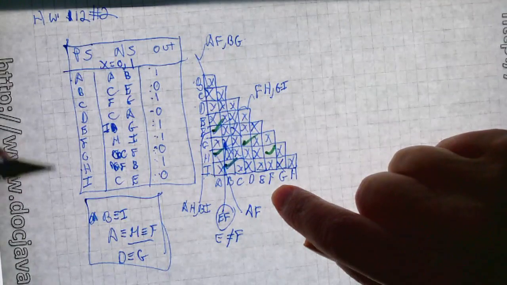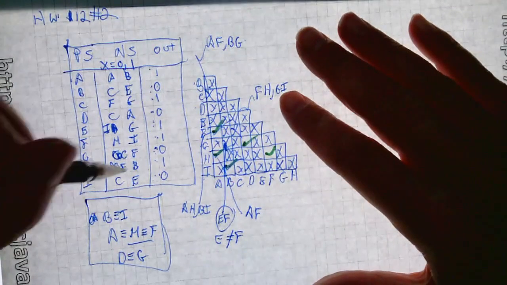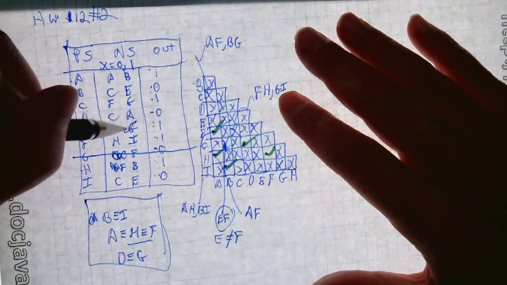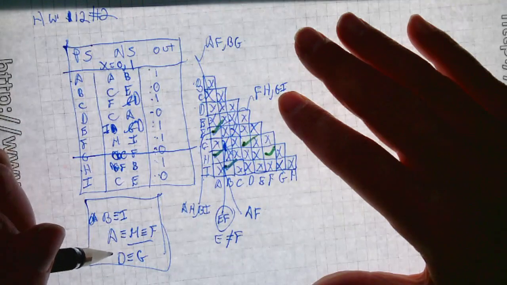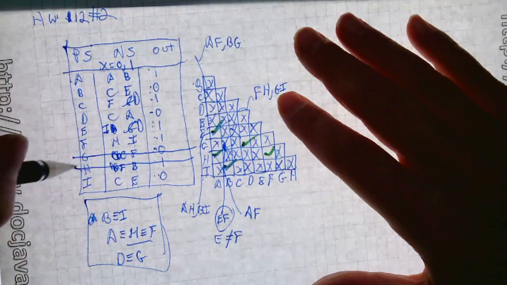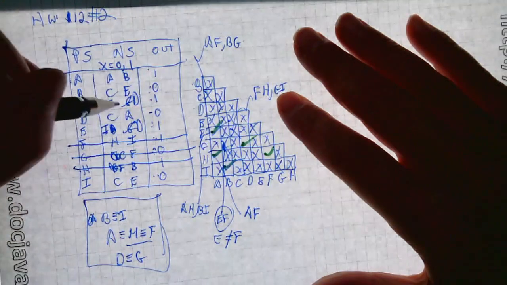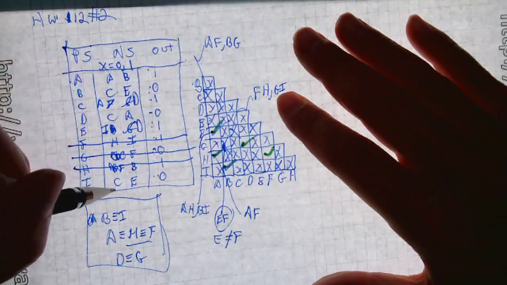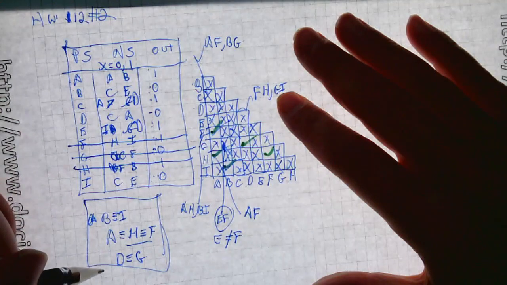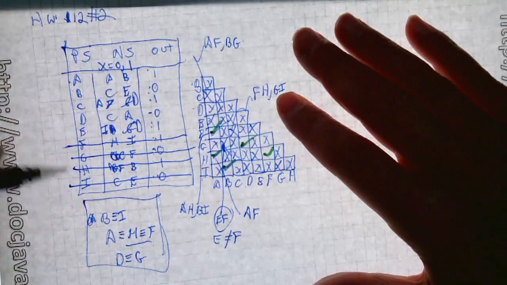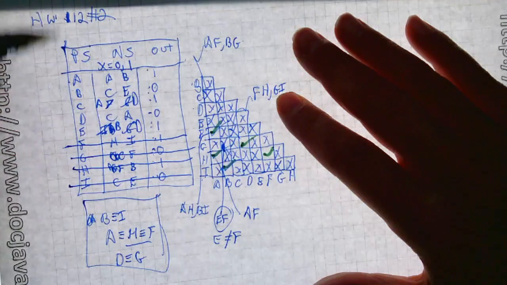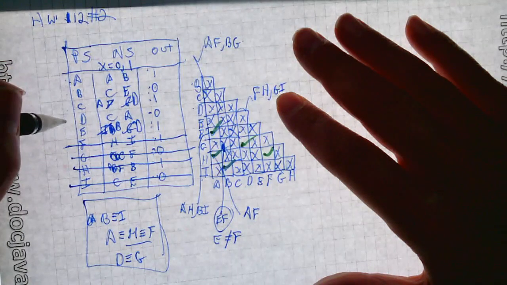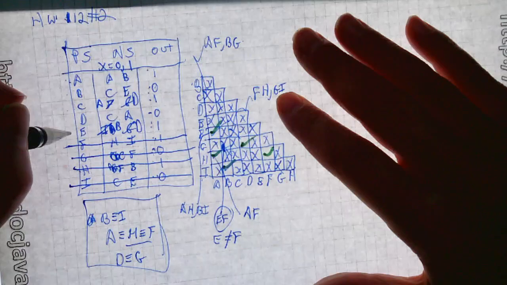And so what that tells me is anywhere I see a G, I can write a D. Anywhere I see an H or an F, I can write an A. Anywhere I see an I, I can write a B. And now we're down to 1, 2, 3, 4, 5 states. A, B, C, D, E.